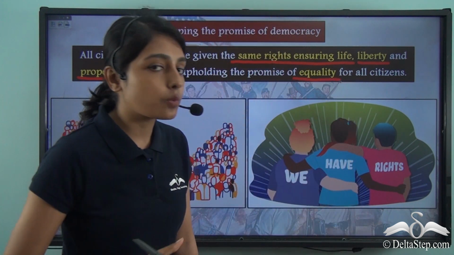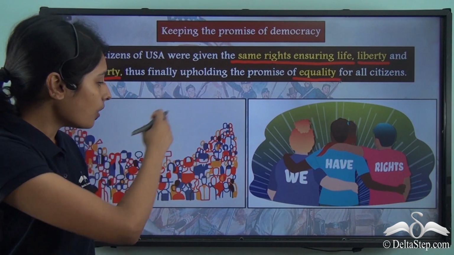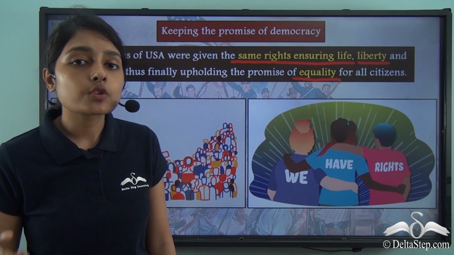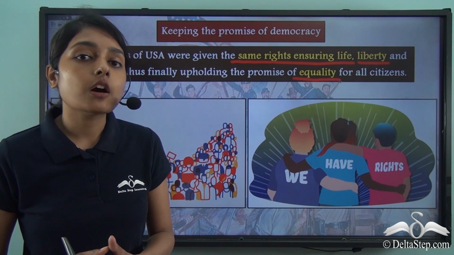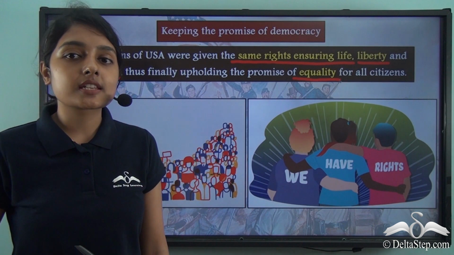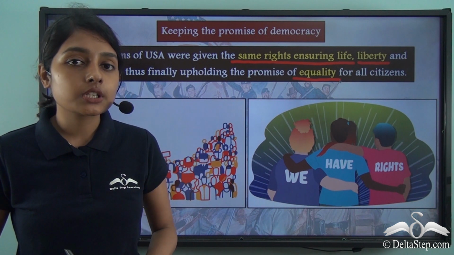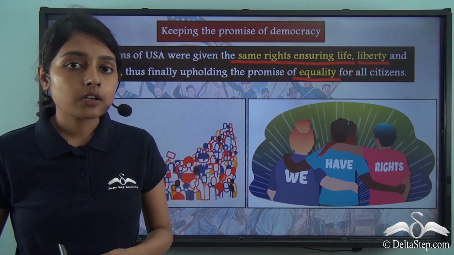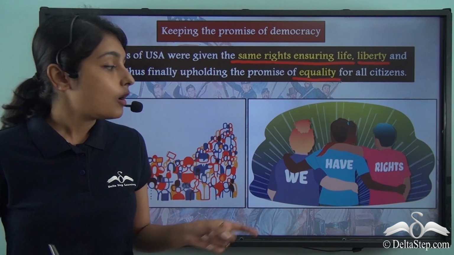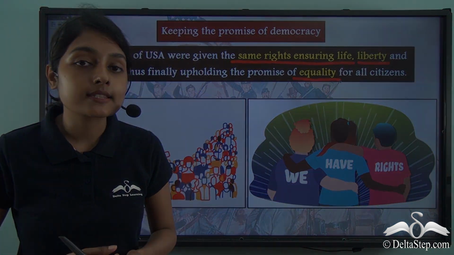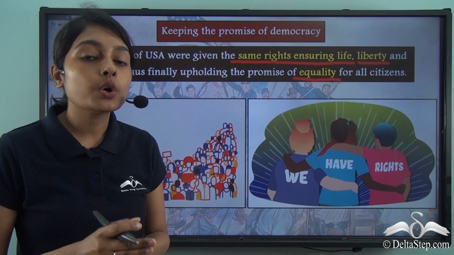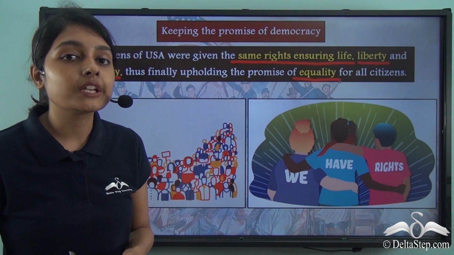This was the promise of equality for all the citizens. So now all the citizens, irrespective of their religion, their gender, their social class, their race, were now all equal in the eyes of the nation. All people had similar rights. They had equal rights to life, liberty and property, and no individual was supposed to be discriminated against on any grounds.